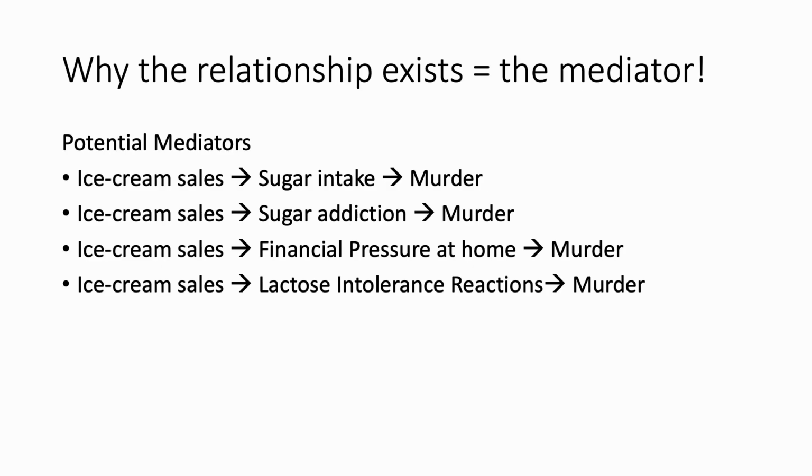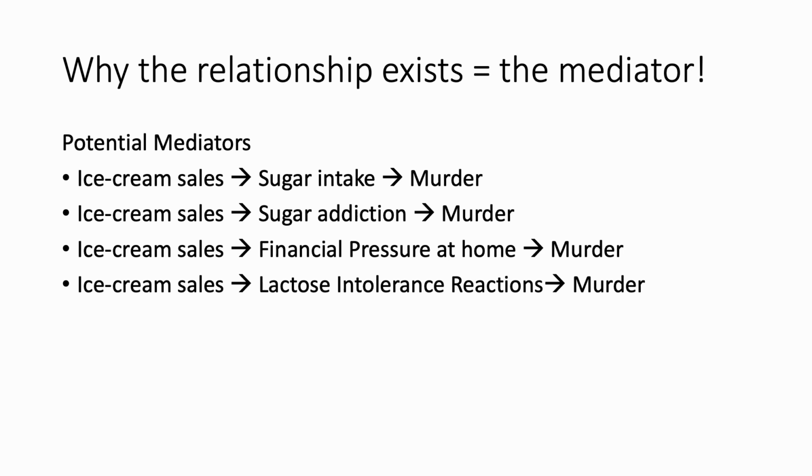Why the relationship in the basic effect exists is the definition of a mediator. Ice cream sales could increase sugar consumption, and sugar consumption could cause murder, likely through other intervening processes. Ice cream sales could increase sugar addiction, and sugar addiction could be what causes murder through other intervening processes. Maybe people have financial pressures at home because they eat too much ice cream, and this is leading to the murders. Maybe ice cream sales increase lactose intolerance, which may create some intervening processes that create the murders.